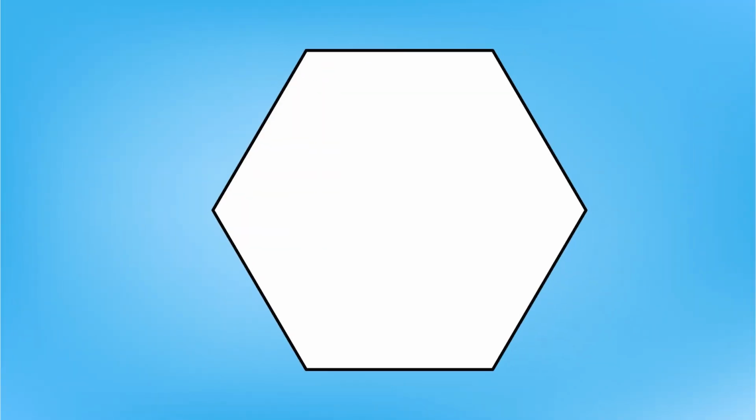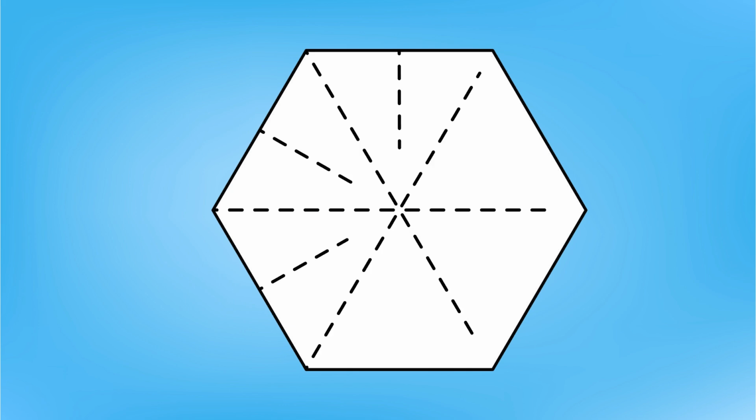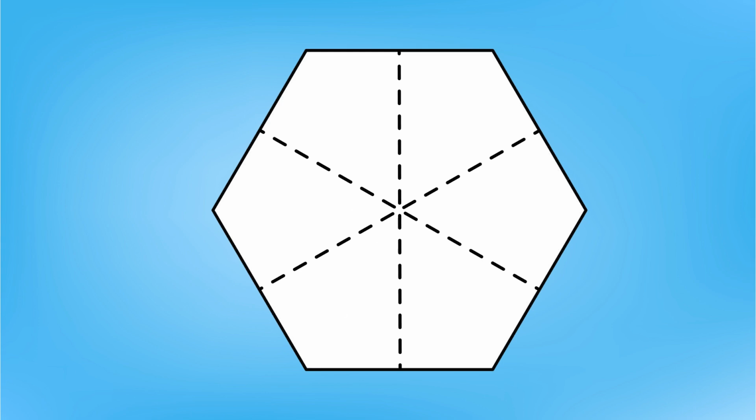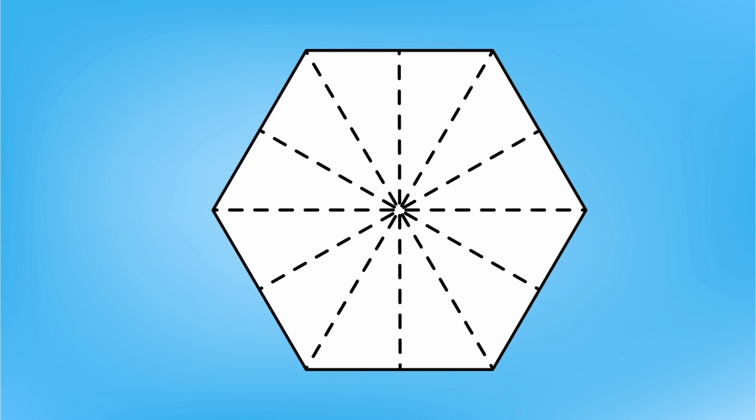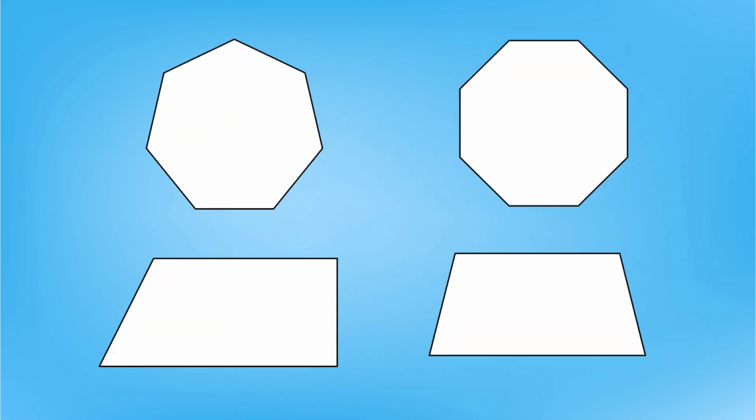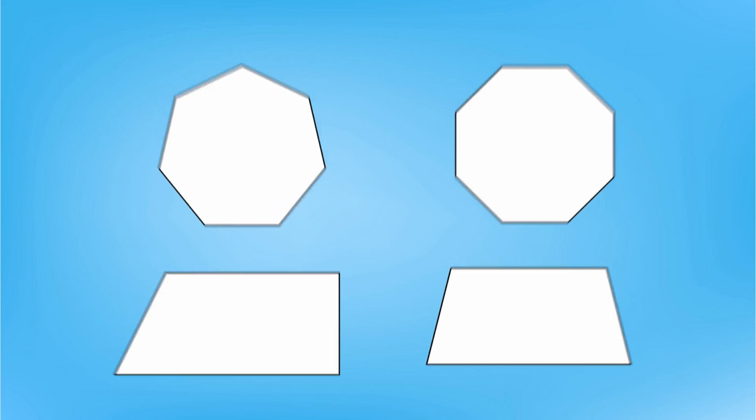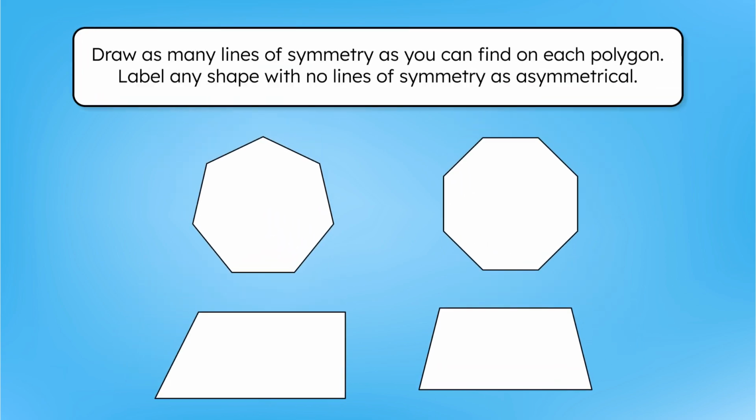Check out this regular hexagon. All 6 sides and angles are the same. Let's test a few lines through opposite corners, through opposite sides. This shape has 6 lines of symmetry, 3 through corners and 3 through sides. Symmetry overload. Try drawing as many lines of symmetry as you can find on a few more polygons. Pause here to draw any lines of symmetry you find. If a shape has no lines of symmetry, just write asymmetrical.